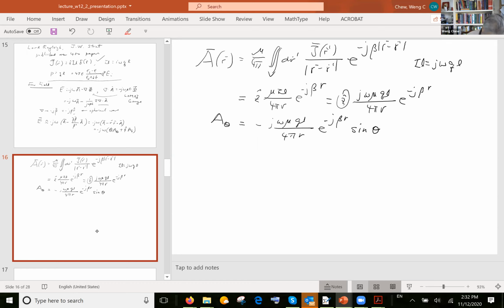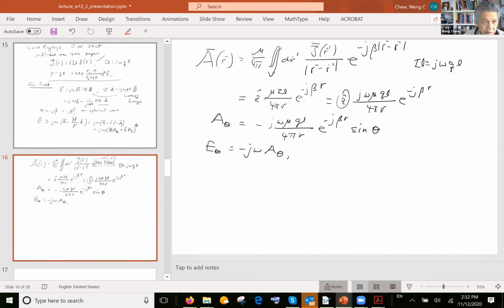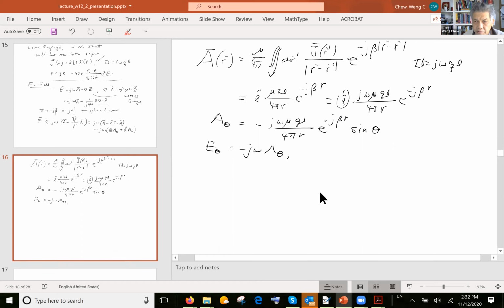And then E theta is minus j omega A theta. Okay, this is what we get from this expression over here. E theta is given to be that. And this dipole field does not have any A phi. A phi equals 0.